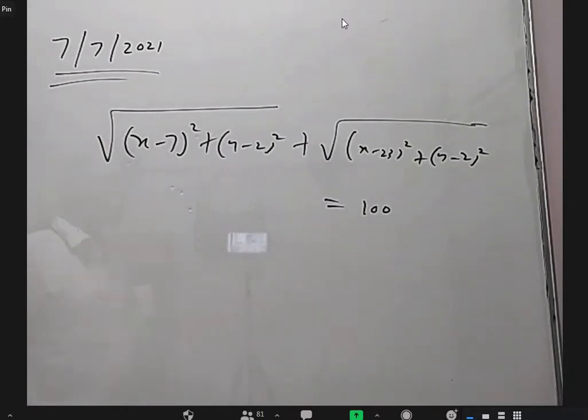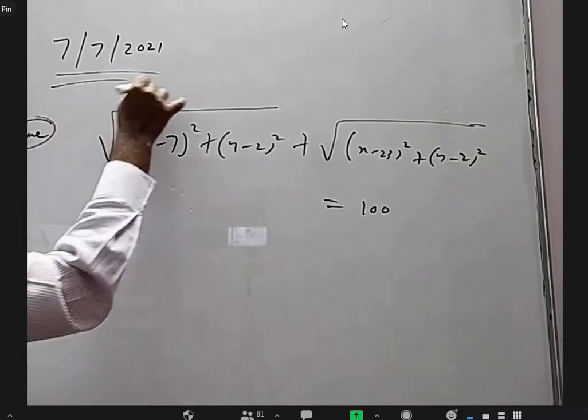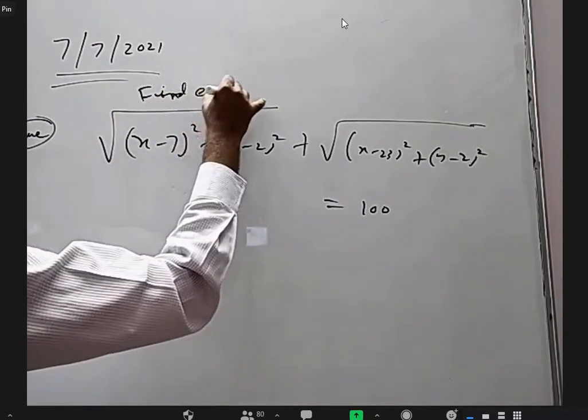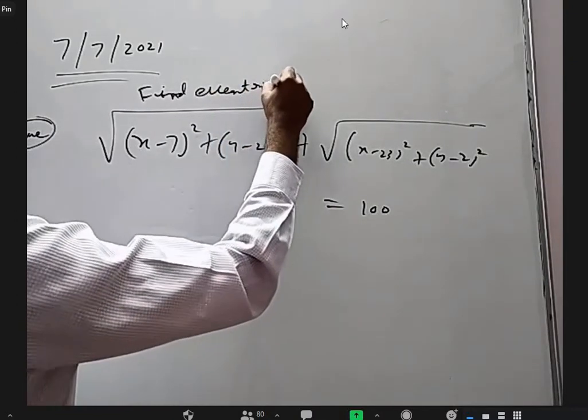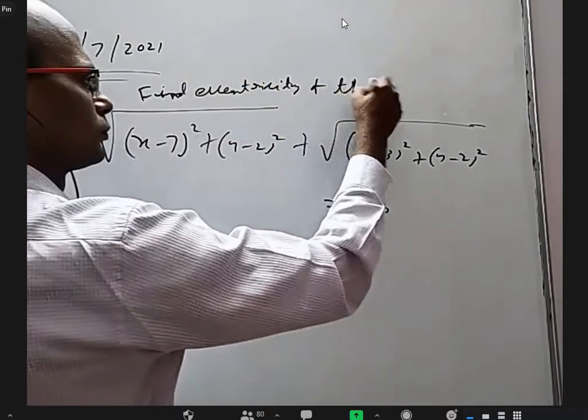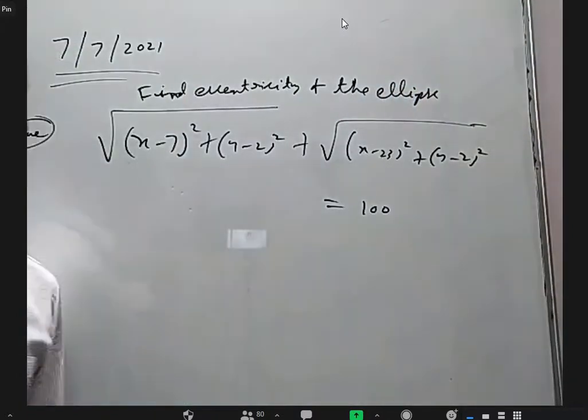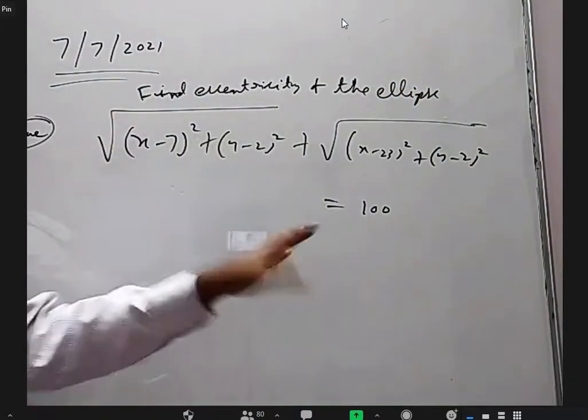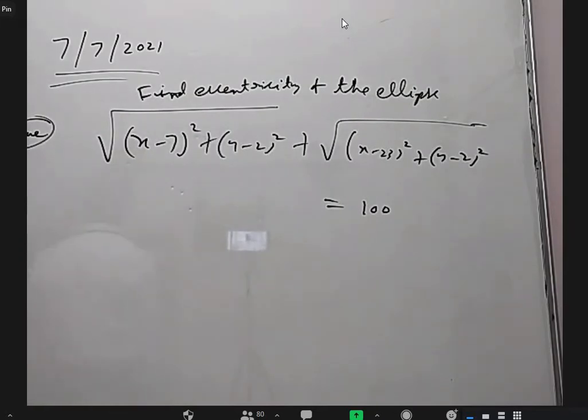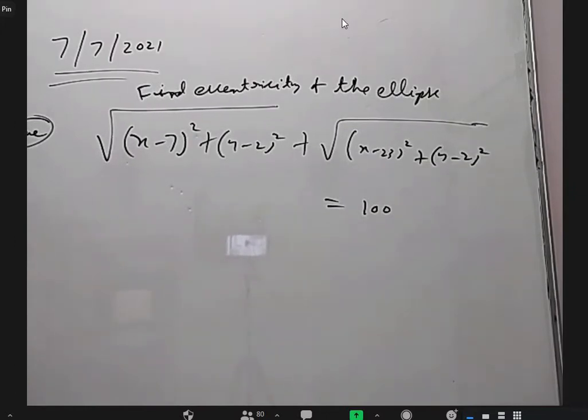Anybody want to tell quickly what is the eccentricity of this ellipse? Why don't you write this question? In the class notes, write today's date and just write this: find eccentricity of the ellipse. So 25 by 4? So 4 by 25. Yes, 4 by 25, correct.